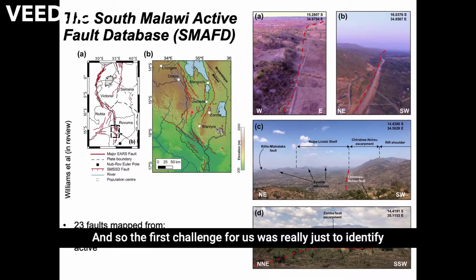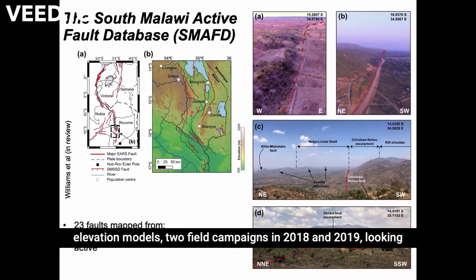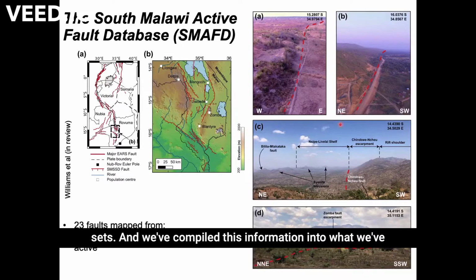The first challenge for us was just to identify and map where active faults in the rift are. We did this from a combination of looking at high resolution digital elevation models, two field campaigns in 2018 and 2019, looking at legacy geological maps and also some geophysical data sets. And we've compiled this information into what we've called the South Malawi Active Fault Database.